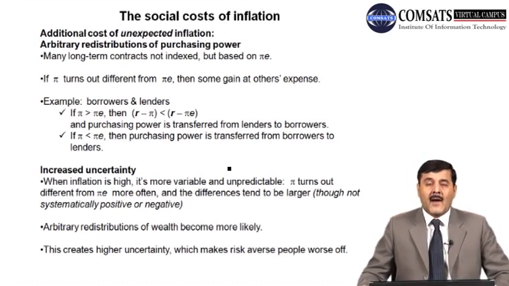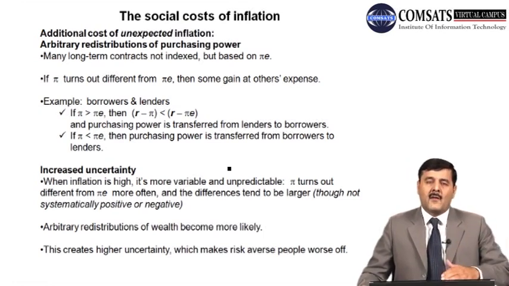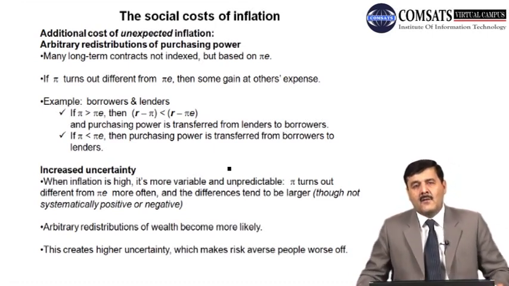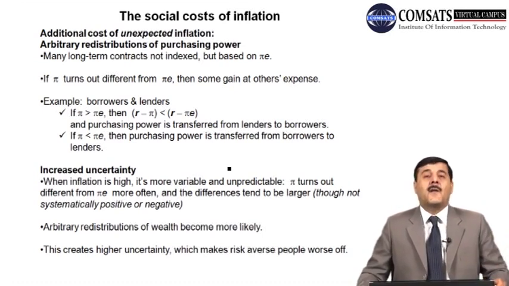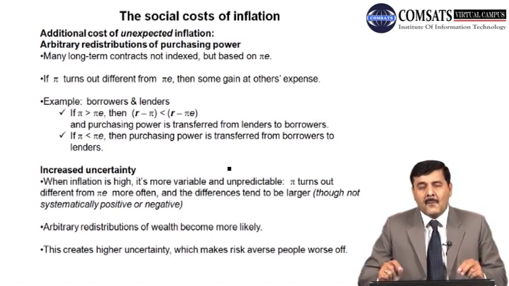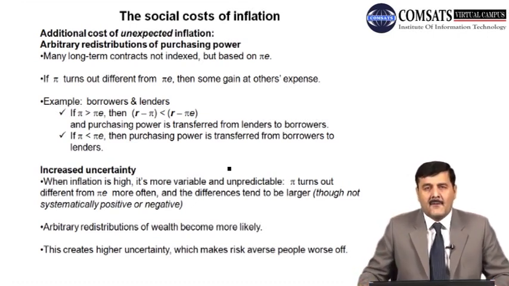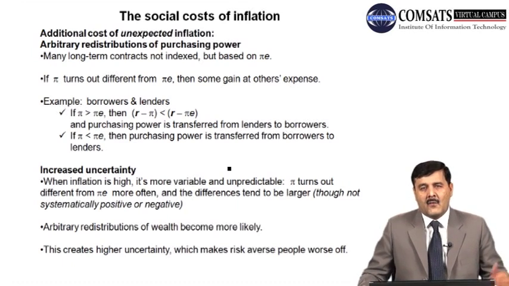Now suppose that pi, which is the inflation, turns out different from the expected, then there is gain for some at the expense of others, right? So some people benefit and others lose. Some people gain at the expense of others when the expected inflation is different from the actual inflation. So when the two rates, actual and expected inflation, are different, some people will benefit at the expense of others. For example, if we take borrowers and lenders, we have two types of people: on one side borrowers, on the other side lenders.